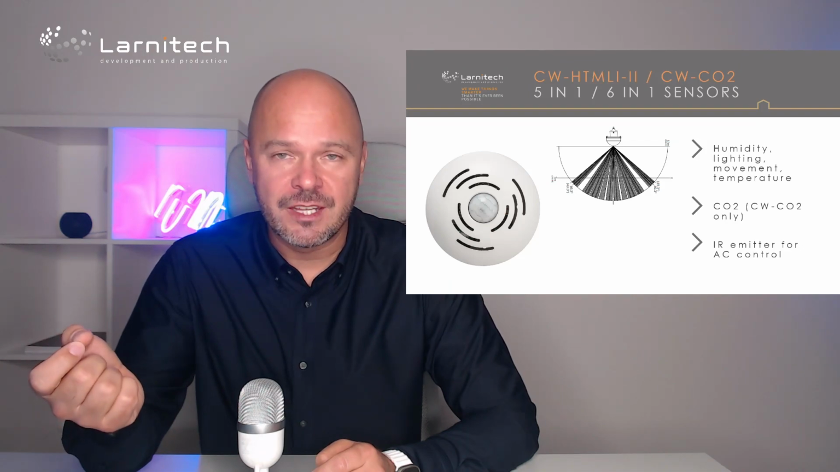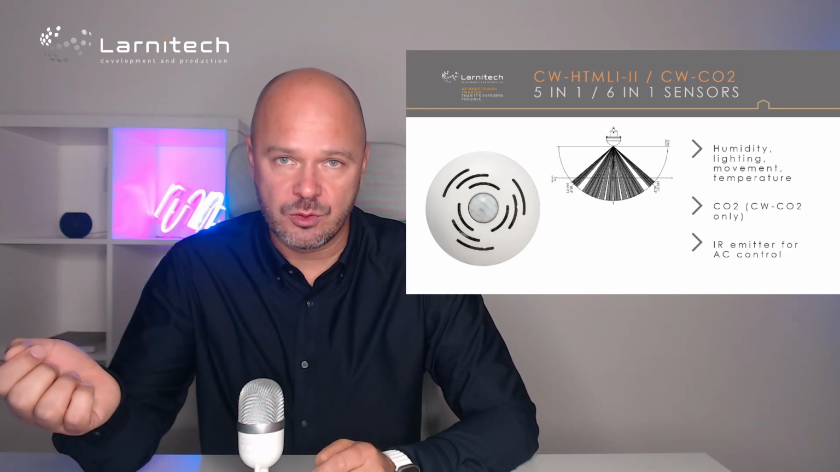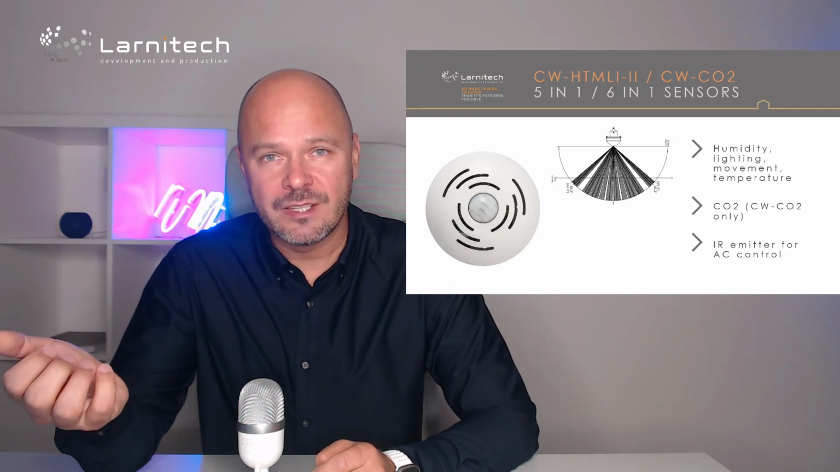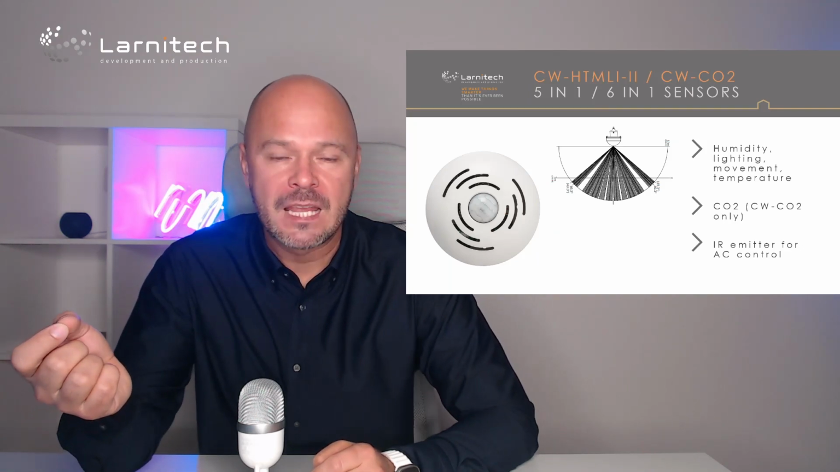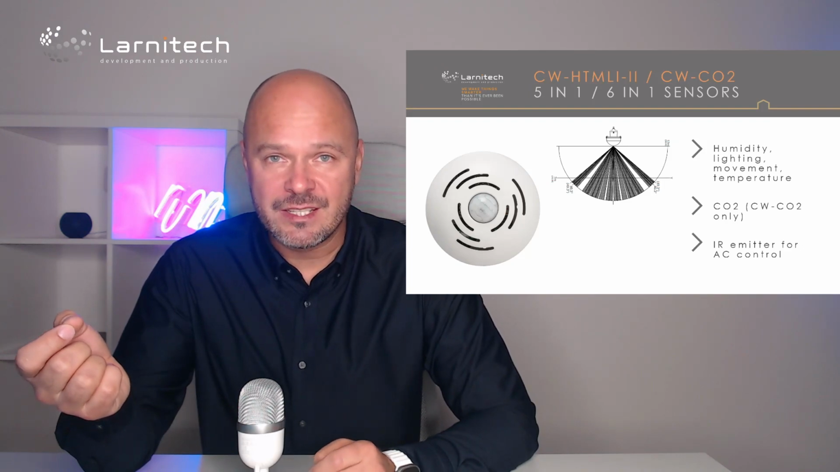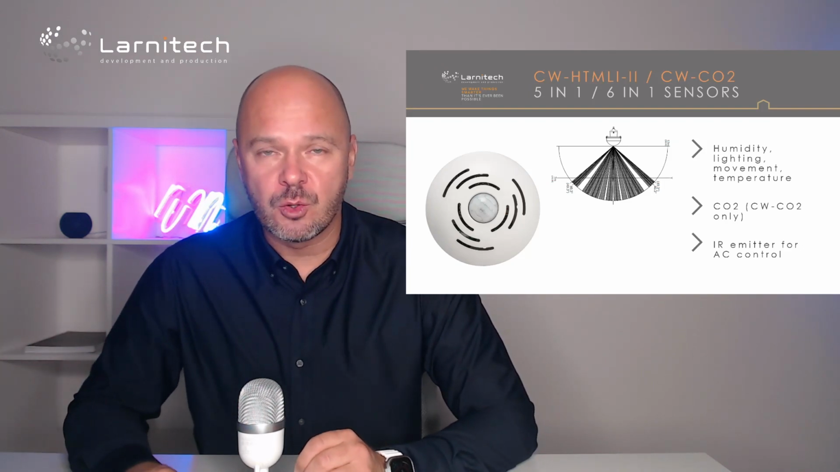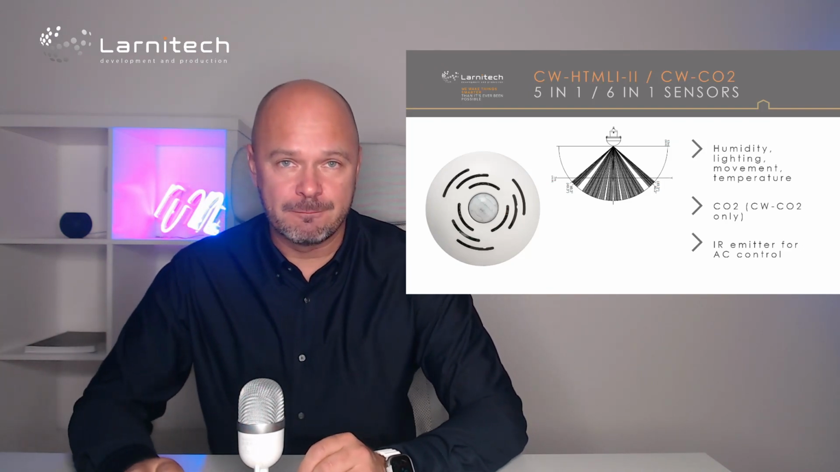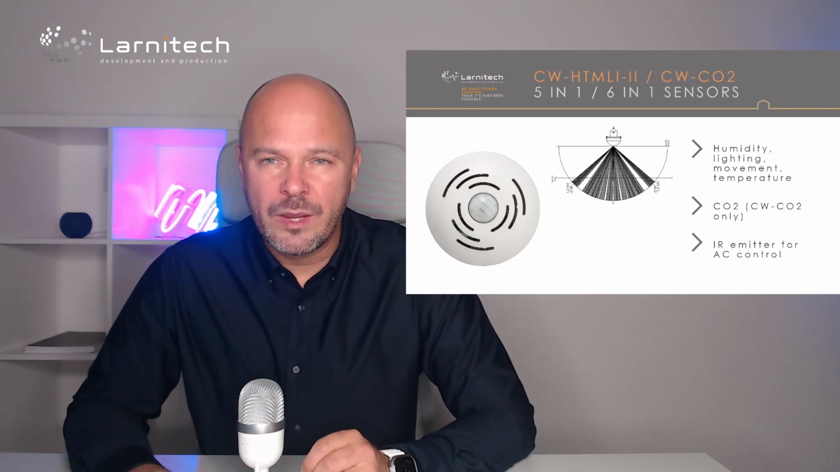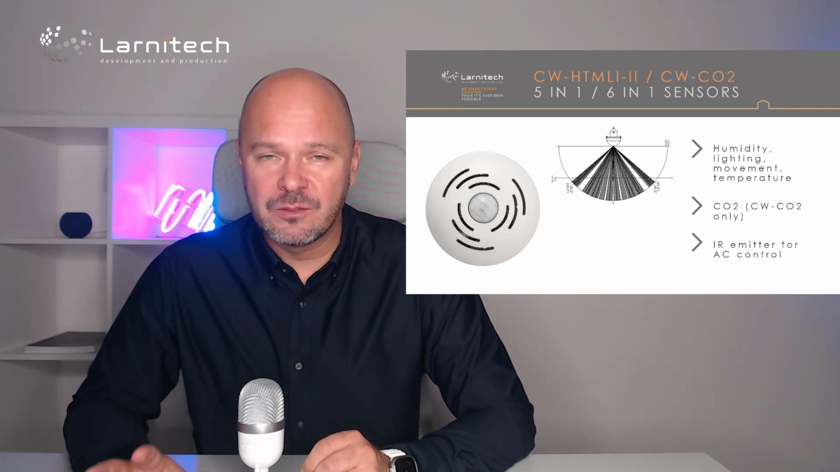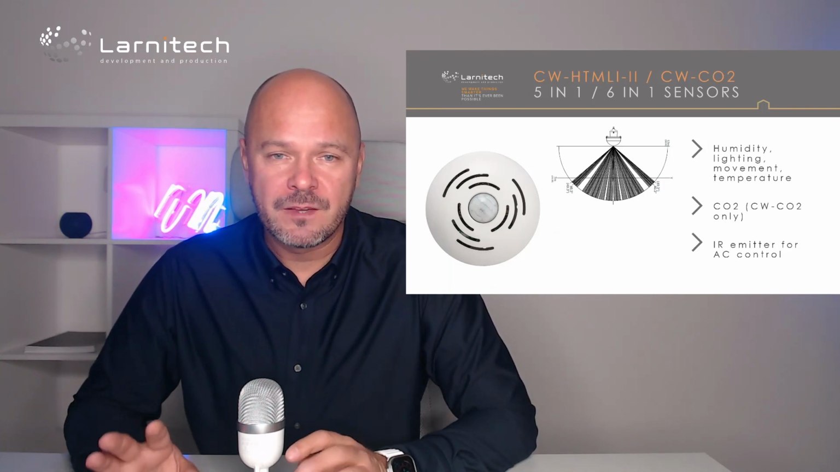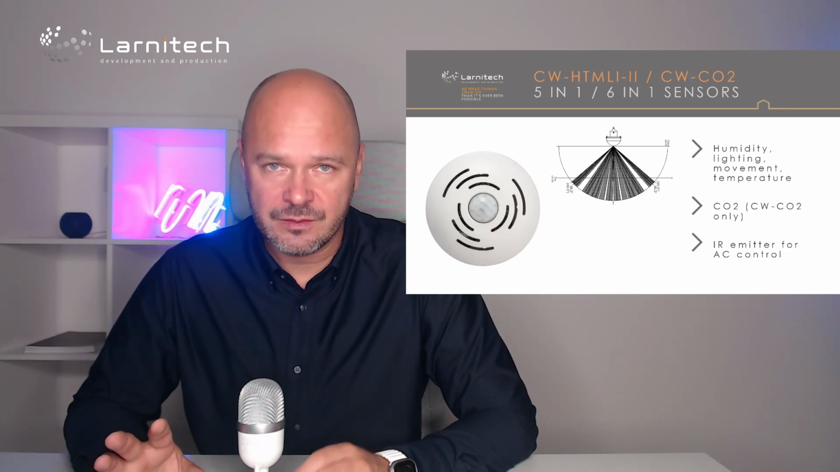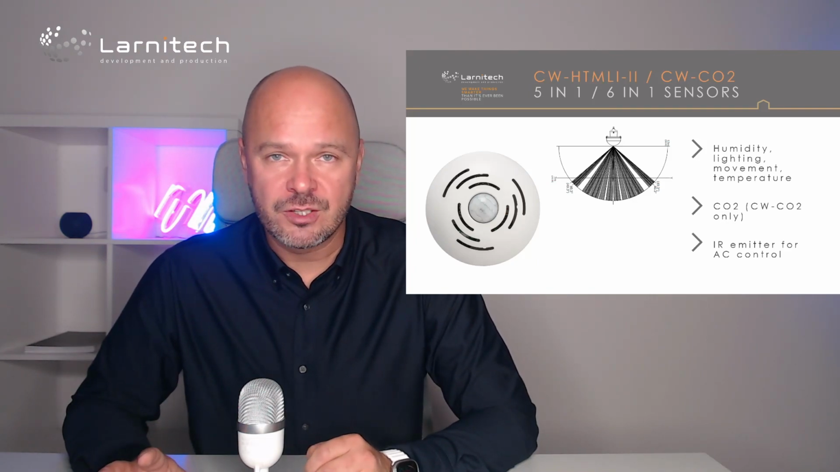The 5th function is infrared output. So it has not only sensors inside but also an output for infrared. Infrared output is usually used to control external air conditioners. And we have a very good infrared control of external air conditioners. We have a database of the compatible air conditioners.